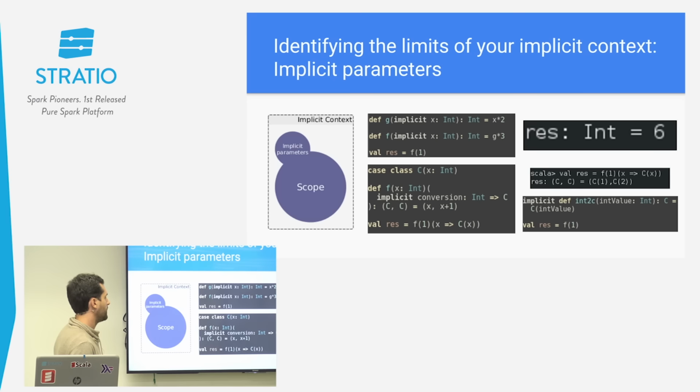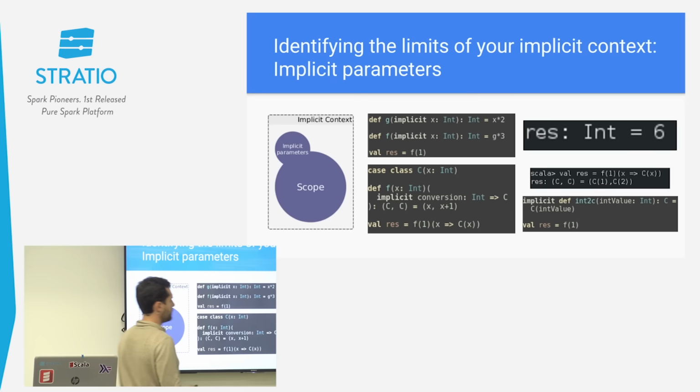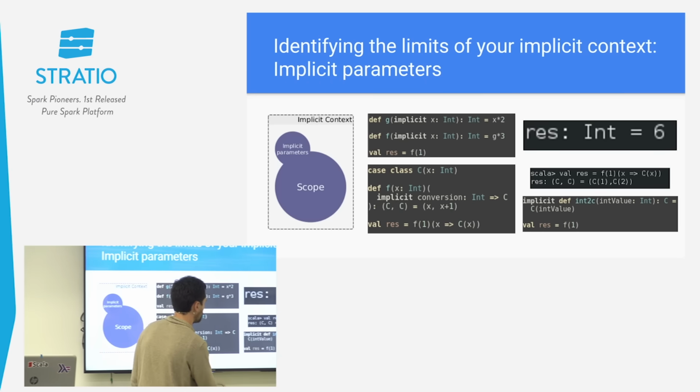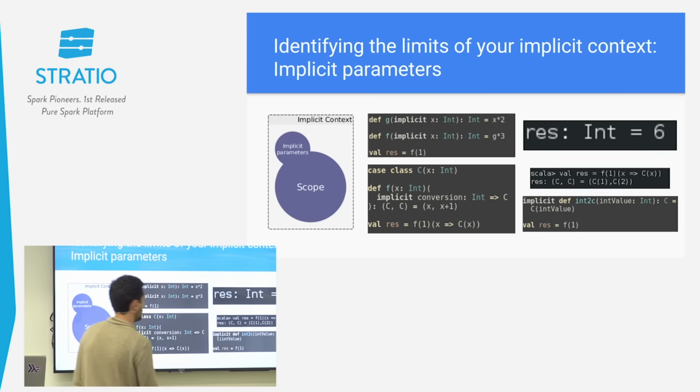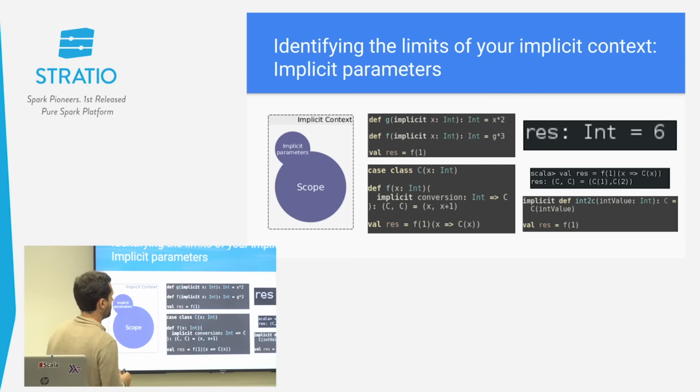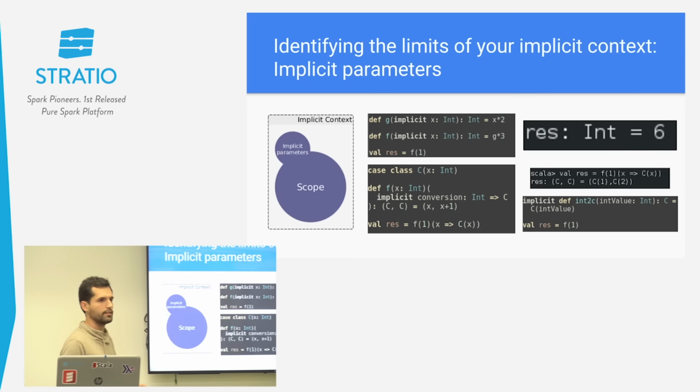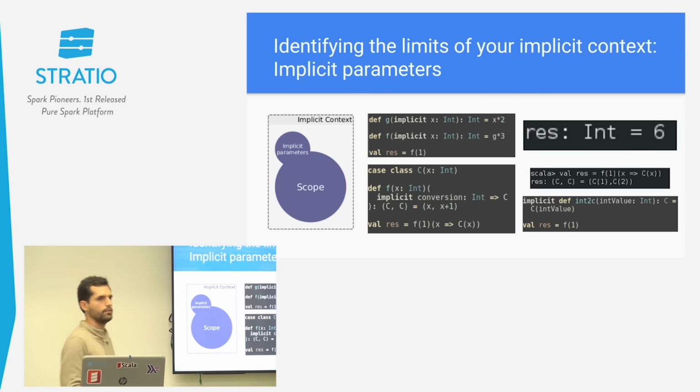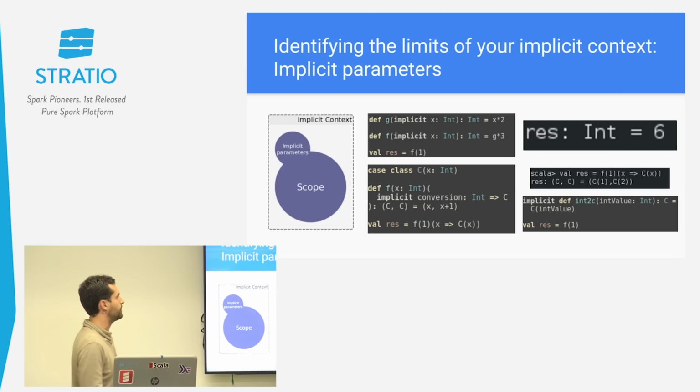There are more examples, but they are not so important. It's important to keep in mind, however, that even though you have a parameter defined as implicit, you can pass a value to it. You can make it explicit.